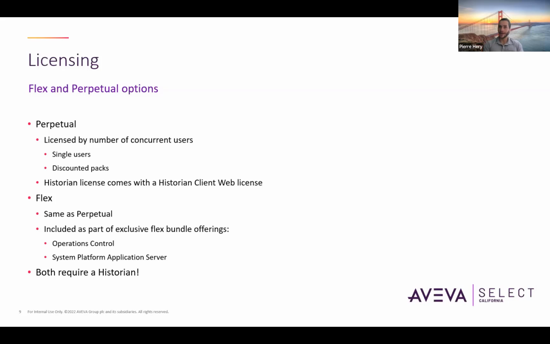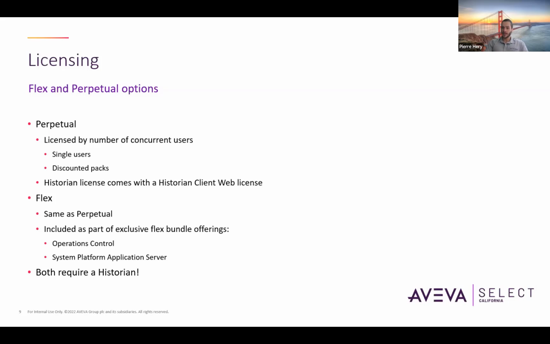For both perpetual and Flex, there are ways to get Historian Client licenses as part of package deals. So for perpetual, each historian license comes with a Historian Client Web license. So if you purchase a historian license, you'll get Historian Client Web automatically. Although for the other three tools, Trend, Query, and Excel Add-in, you would need to purchase a separate license. But you get a free Historian Client Web license with a historian license.